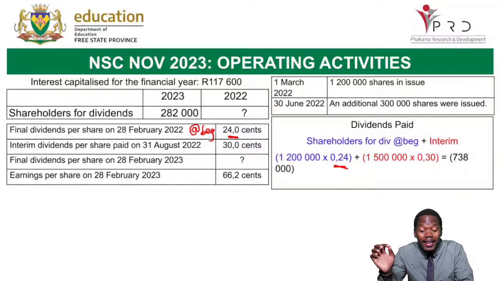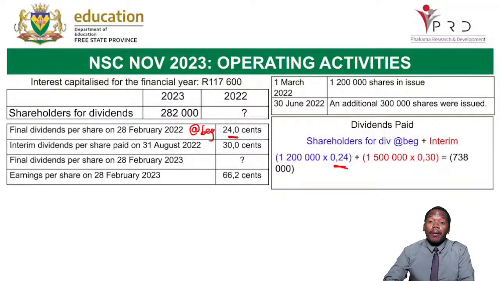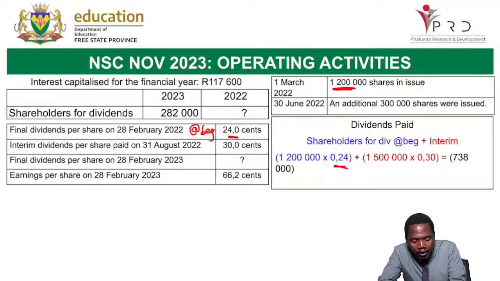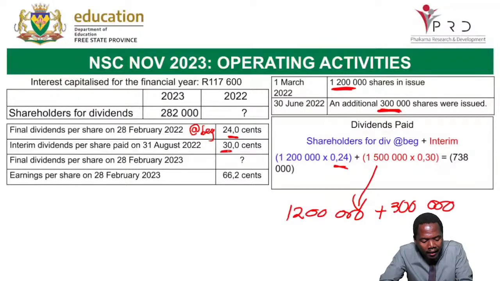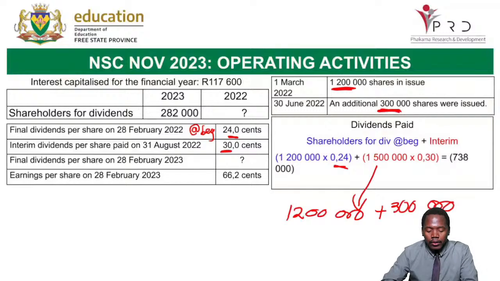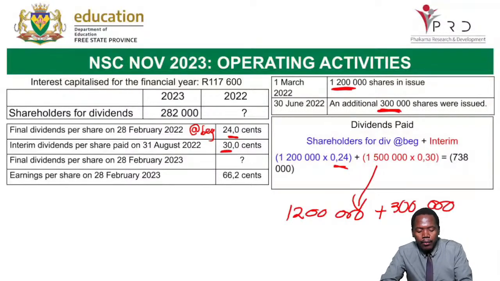Because they said earlier on that those where we bought back shares will no longer qualify, now we'd say 1,200,000 plus 300,000. This gives us 1,500,000. Now we say multiply by the 0.30 or 30% or 30 cents. So when we add the two, then we'll get an amount of 738,000. Okay. So we have our dividends paid now.